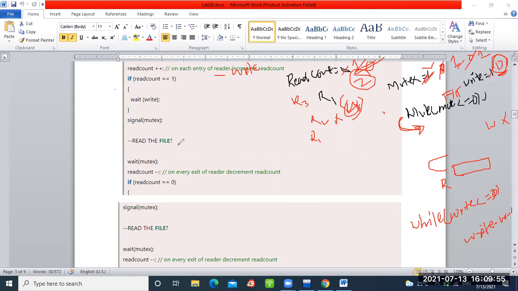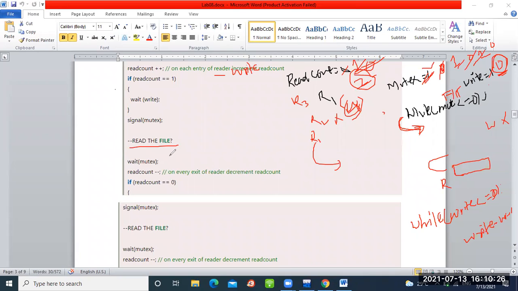Fine. So it will read the file. Now, suppose the reader wants to exit from the system, once it has accessed the file. First of all, what do we have to do again? We have to call wait of mutex. So again I will call this wait of mutex function. That means again it will be decremented to 0. Fine. Again the value of read count will be decremented.